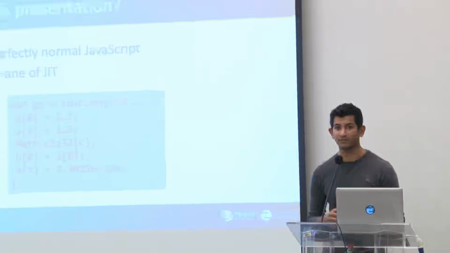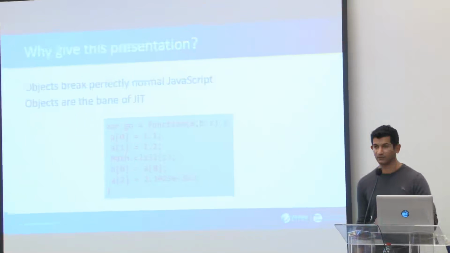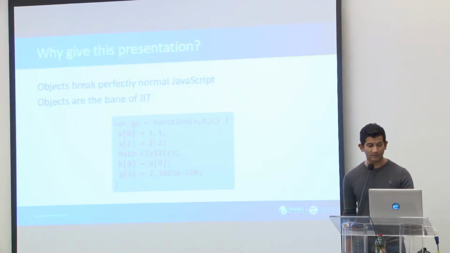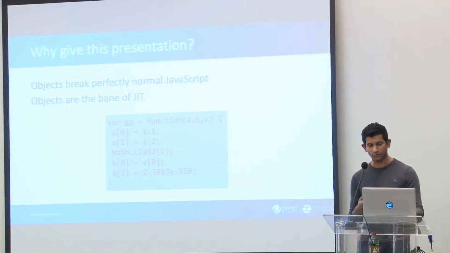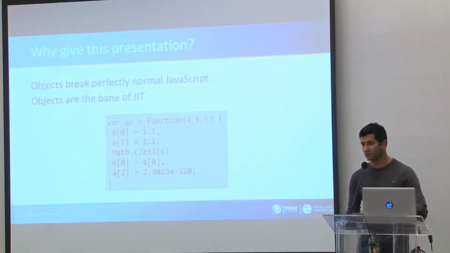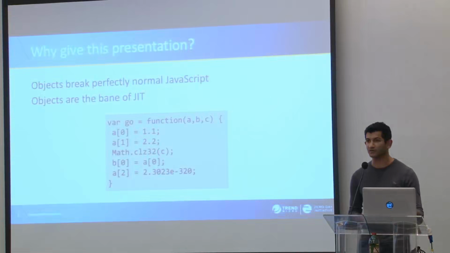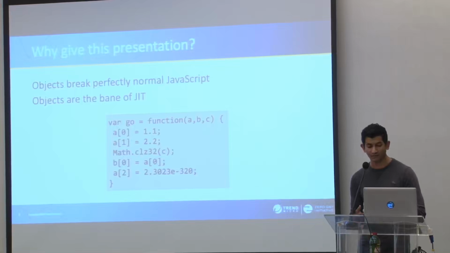In a very, very similar way, objects break perfectly normal JavaScript, and objects are the bane of JIT. Anyone that saw Natalie's talk yesterday would have seen at least a little bit of this while she was talking about WebAssembly, specifically because of re-entrancy bugs. So here we have a snippet of kind of worthless looking, but innocuous for the most part looking JavaScript. And this is a proof of concept that 360 Qihoo used during one of the Pwn2Owns, I think a year and a half ago.